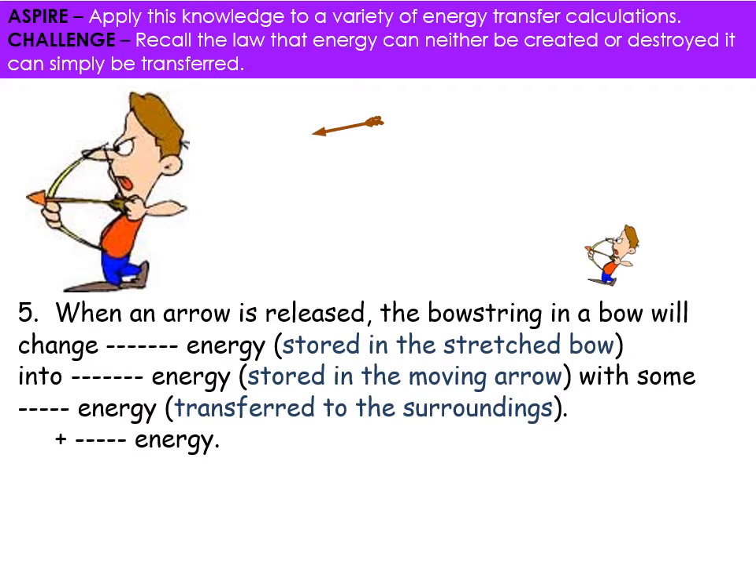Number 5. When an arrow is released, the bowstring in a bow will change something energy stored in the stretched bow into some other energy stored in the moving arrow. Now we've done moving, so anything that's moving is a certain type of energy, with some other energy transferred to the surroundings. So think about the bow, plus another type of energy. I'll give you 15 seconds to think about it.